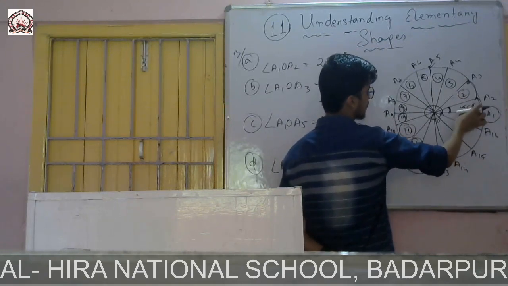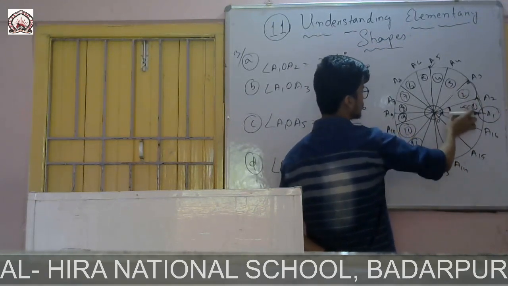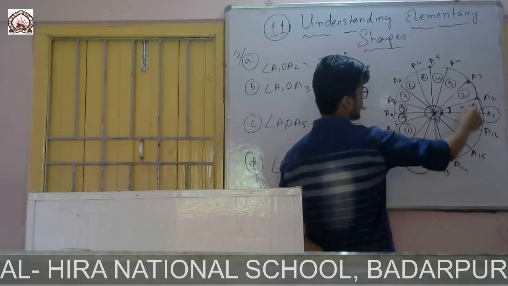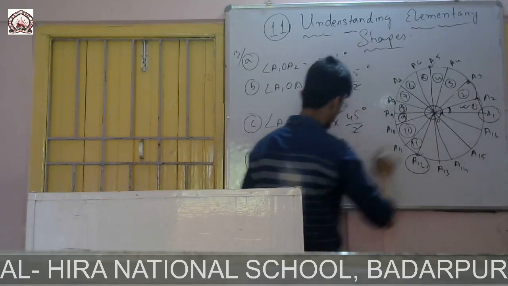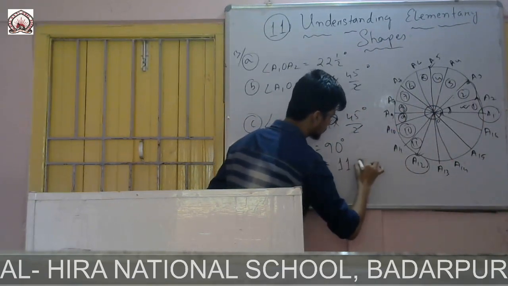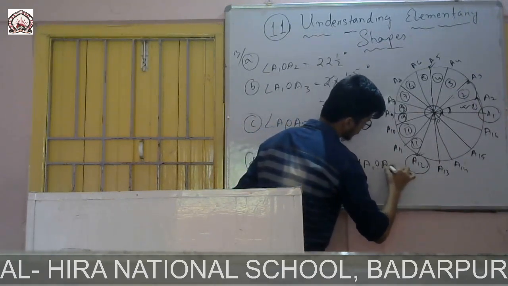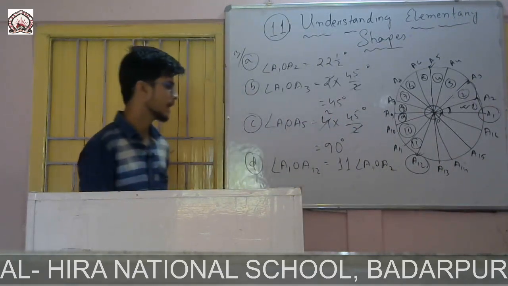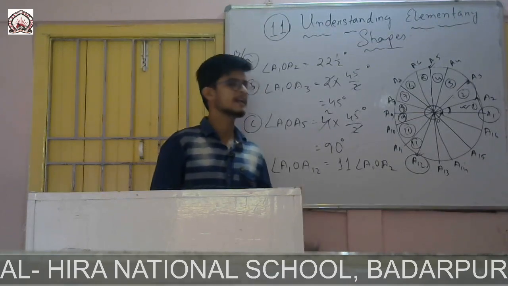This one is one angle, this one is equal to this one, and this one is equal to this one. So how many times of this one? It is 11 times of this one. So I can write 11 into angle A1OA2. That means the answer is 11 times.